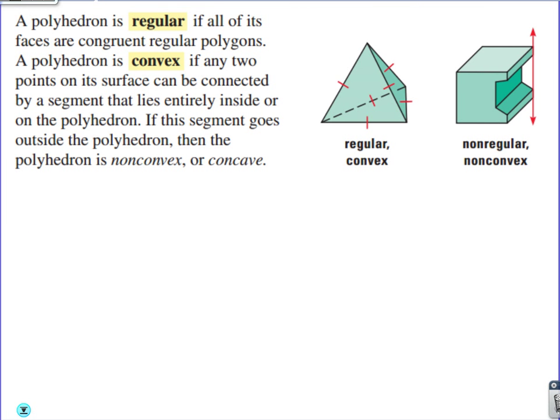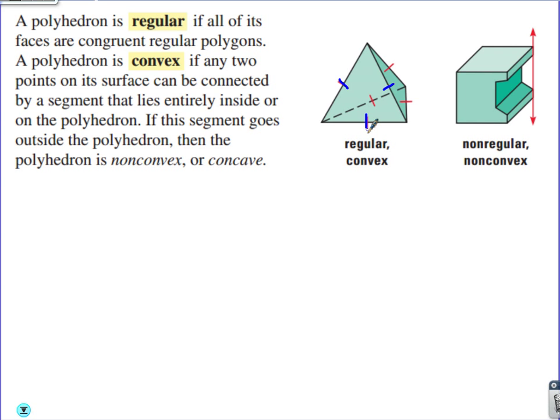A polyhedron is regular. We already know this. Regular means all the angles are the same, all the sides are the same. Same thing here. A polyhedron is regular if all of its faces are congruent regular polygons. Notice here, regular, because all four faces are the exact same. You see the tick marks. They're all equilateral triangles. So therefore, that's a regular polyhedron.